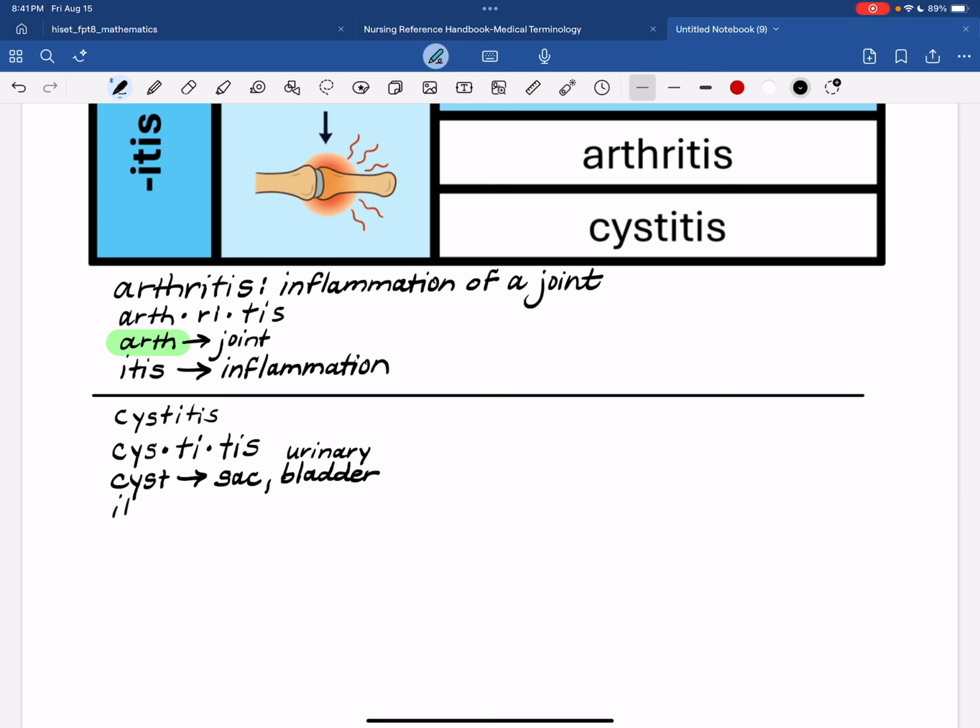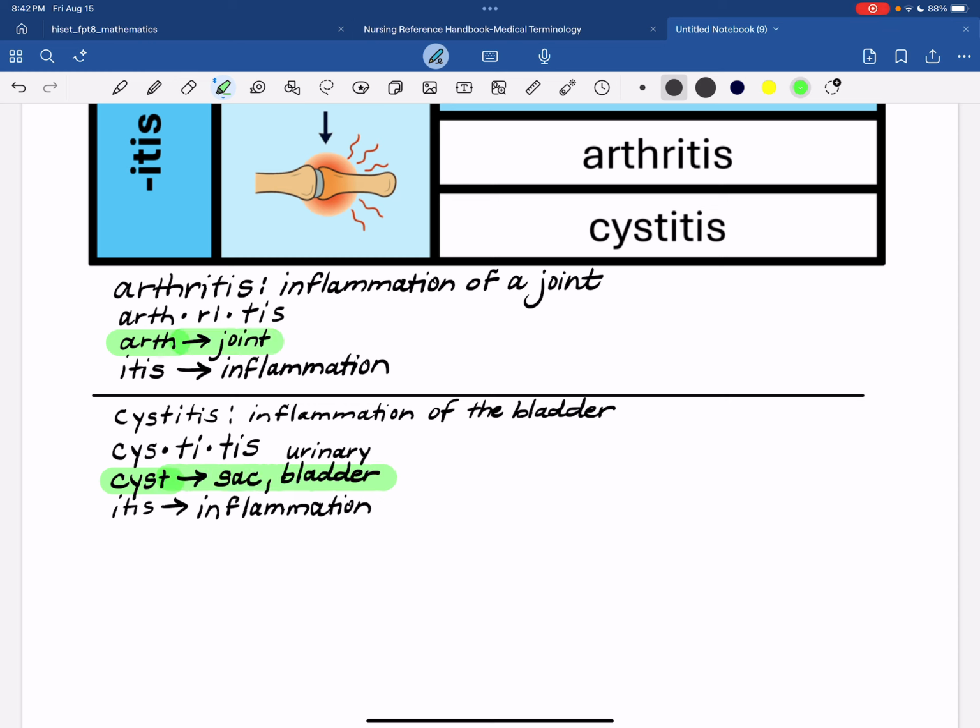And itis is what? Inflammation. So the definition of cystitis is inflammation of the urinary bladder. And I'm just going to say inflammation of the bladder, because unless you specify otherwise, we are assuming that we mean the urinary bladder. If it's the gallbladder, it will say so. And the root here is cyst, which means bladder.